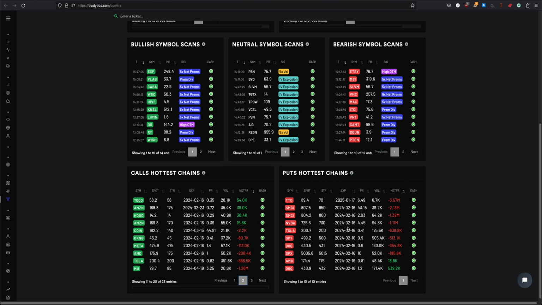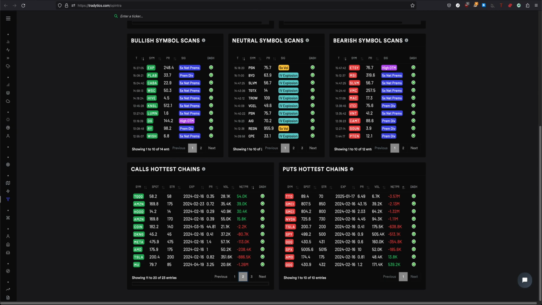And you can look at the puts hottest change as well with the same exact thing in mind. You're going to want to see your strikes below your spots to show that it's actually out of the money puts and all that. See, we TTD here, really nice out of the money, but it's a leap. So maybe it's not something we pay that as much attention to for like the next day of trading. Okay.